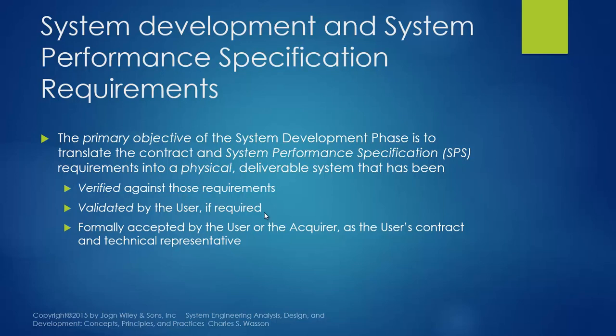So what's the importance of the system development phase? The primary objective of the system development phase is to translate the contract and system performance specification requirements into a physical deliverable system that has been verified against those requirements and validated by the user if required. And of course, it should be formally accepted by the user or the acquirer as the user's contract and technical representative.